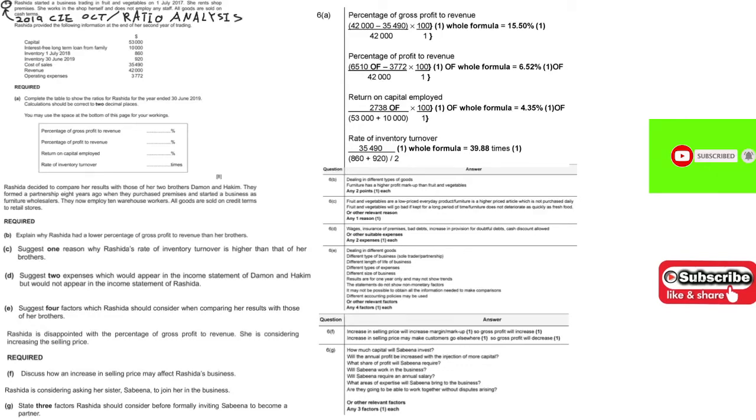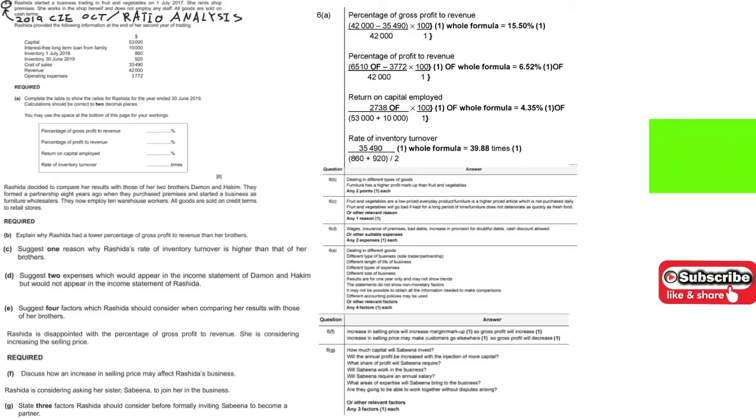So this is for the IGCSE level. You can see the question is on the left hand side and the answer is on the right hand side. Let's get started. Let's take a look at part A. For part A, we have to make use of the information provided to compute these four ratios, 2 marks for each one. So we will take a look at the easiest one to get started.